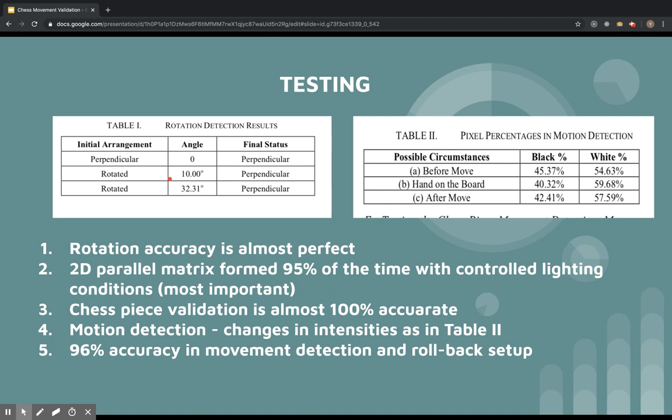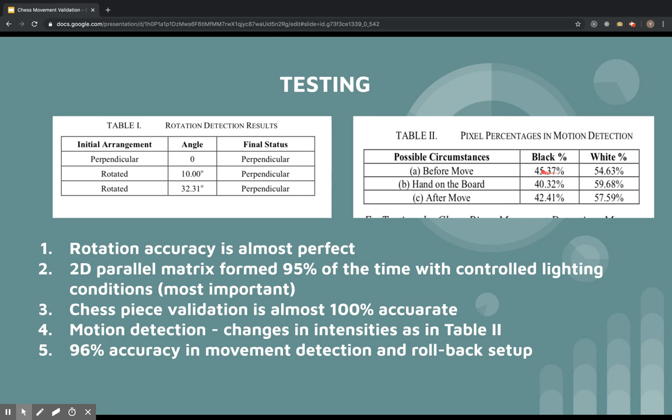Now, there was some testing done by Shan, who was a person who wrote this paper after he implemented the entire program. And as you can see in the first table, the rotation results were close to near perfect because the final status, as you can see, is perpendicular every time there's an angle of, say, even 10 or 32. And using his algorithm, he was able to get it to be perpendicular. And most of the time, his results were accurate. The same goes for the motion detector part of it.